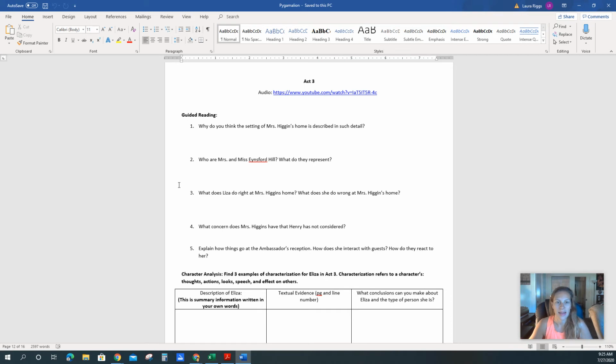And so this act takes place at Mrs. Higgins' home, and she's having a stay-at-home day, which is when all of the people in society come and visit her. She does not like when Henry comes because, as we know, Henry is very blunt and honest, and he's not really good at small talk or making conversation. He's just super critical about everything.